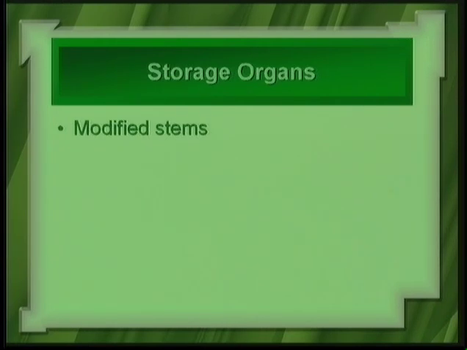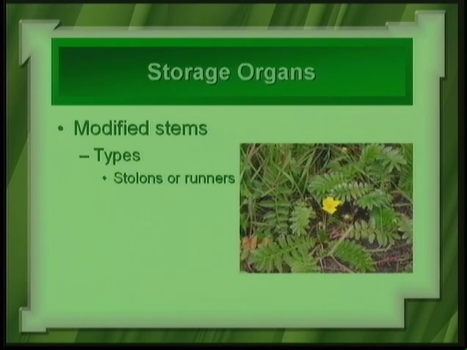I'm going to go through them and then I'm going to show you some on the Elmo as well. So, types of modified stems. Remember, rack your brain, go back into the not so distant past and try to think of these modified stems that are modified for storage and/or asexual reproduction. For one thing, remember we have stolons or runners. And here, this is some kind of plant, and you can see the kind of pinkish parts of it. These are stolons or runners.